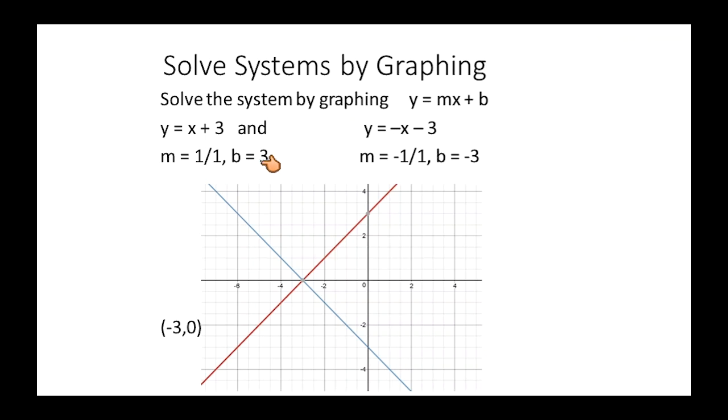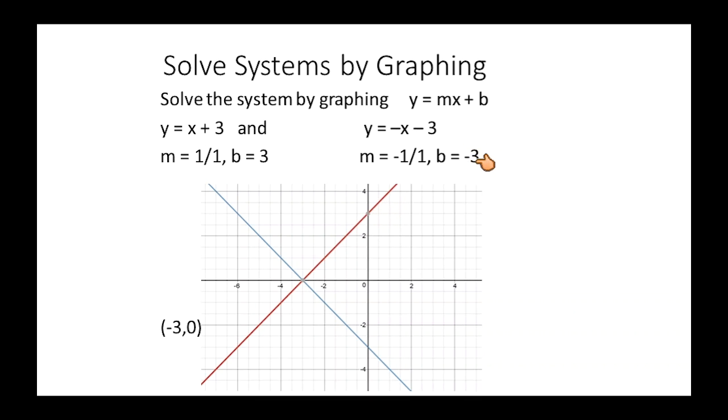For the first equation, our b is 3. So we go to the y-axis to 3 and plot a point. Then our m is 1 over 1. So from this point, we're going to go up 1 and to the right 1. This is our second point. Connect those two, and this is our line.